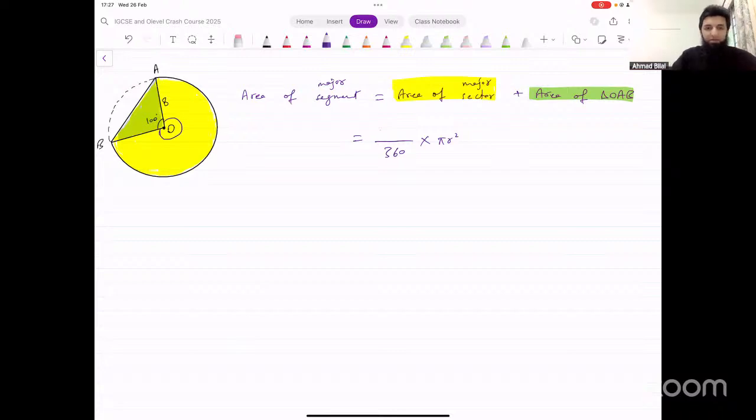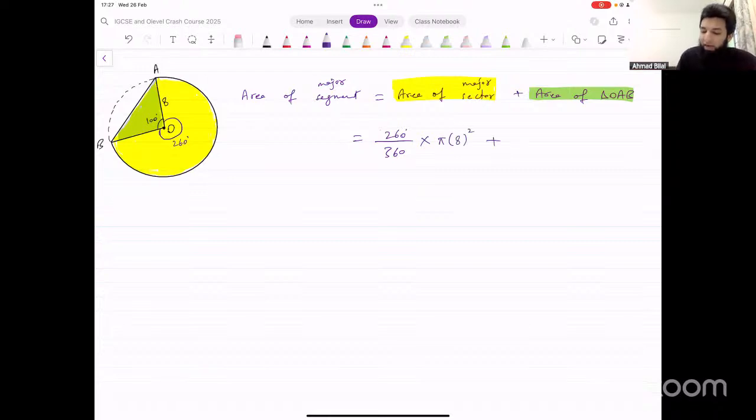Complete circle is 360 degrees. 360 minus 100, this angle would be 260 degrees. So for the angle of this sector, you would actually use 260 degrees. And then pi r squared. Radius in this case is 8, so we can input 8 here. That's the area of this major sector.